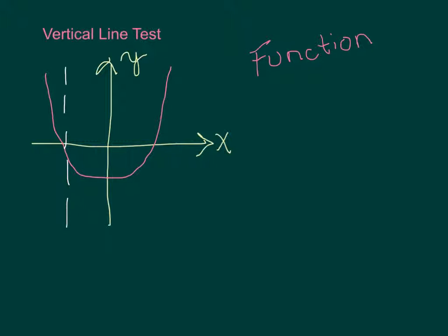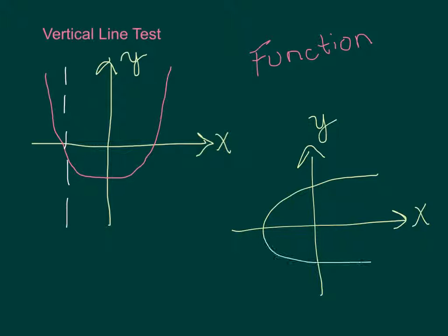An example of something that would not pass the vertical line test, if we drew another set of axes right here, would be something that looked like that. This would not pass because if I try to draw a vertical line on the graph, my vertical line hits the graph in two places. So this would not be a function. Okay, so that's the vertical line test. Draw a vertical line anywhere on the graph. If you hit your line in more than one place, then it's not a function. If it only intersects in one place, then it is a function.